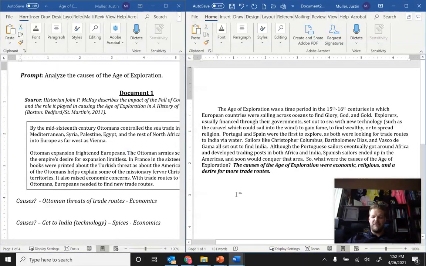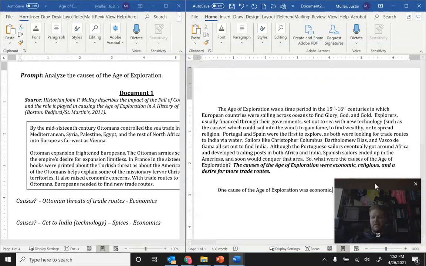All right. Let's go to body paragraph 1. One cause of the age of exploration was economic. Again, I'm going to change economic later. Move my camera up here.